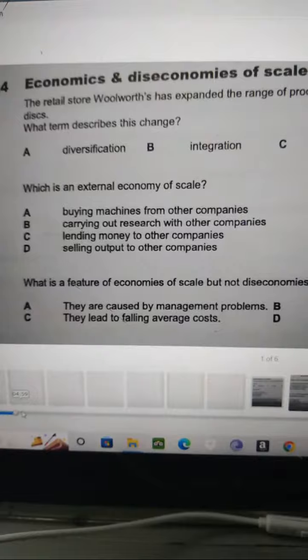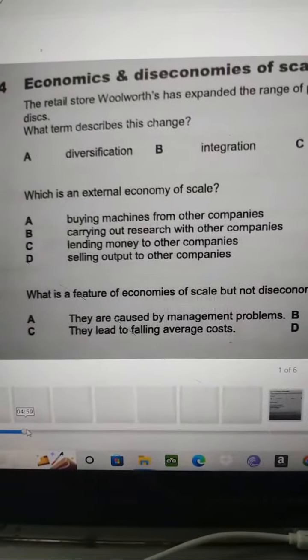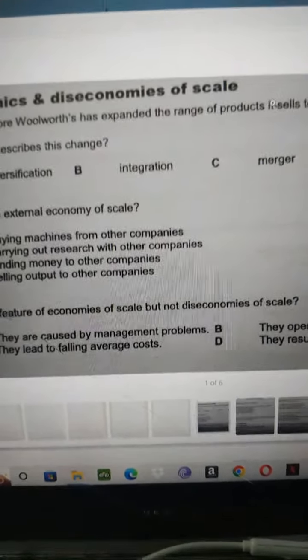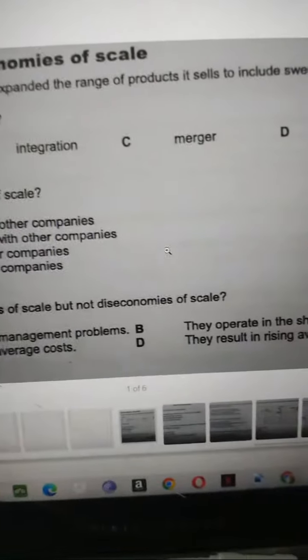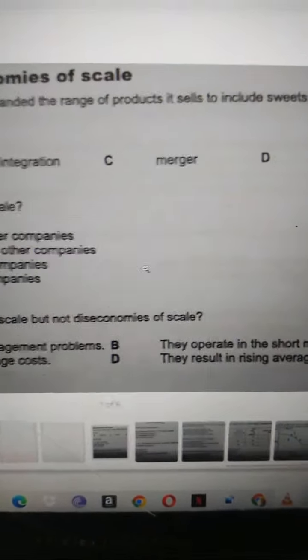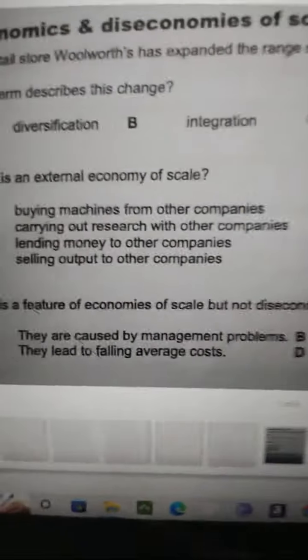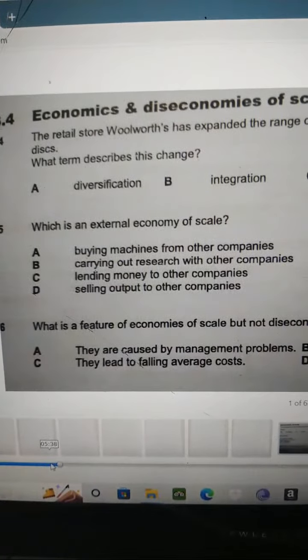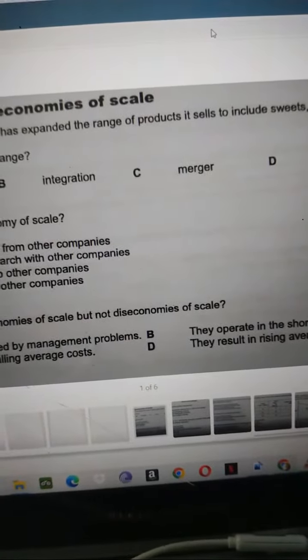Okay, next question is, what is a feature of economies of scale but not diseconomies of scale? Pick up your answer and answer in the chat. Large output, but the average cost of production is minimized. That will never happen in diseconomies of scale. In economies of scale, they will lead to falling average cost. So average cost of production is decreasing in case of economies of scale, but not in the case of diseconomies of scale. So C is the correct option. Very good. Let's move on to the next.